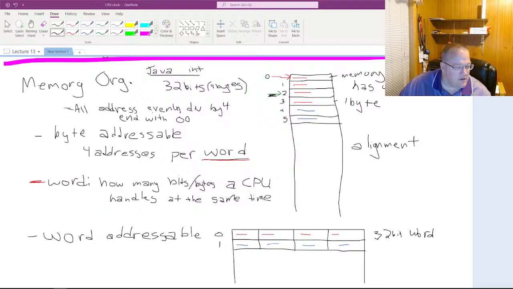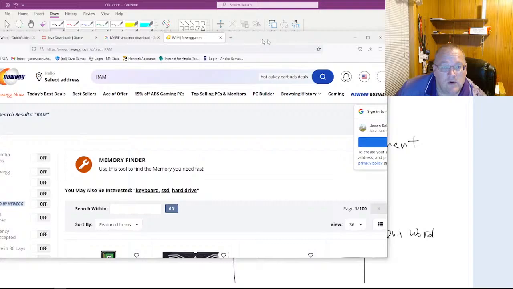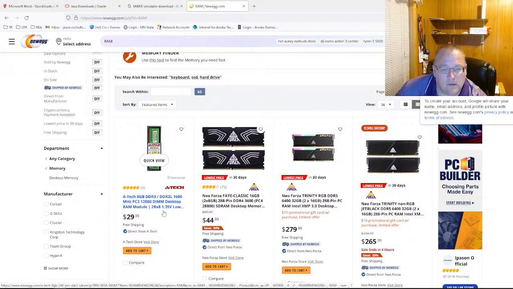Let me get this new thing here before I jump it out there. I'm going to go to Newegg here, and I'm just going to look up some RAM. Okay. Let's pick one here. Let's pick one that's a little easier to read. Okay, this one. Well, we'll find out if we can figure this out.